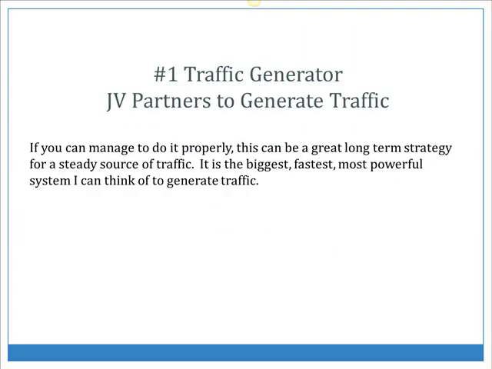All right, let's get into some traffic. Number one traffic generator: JV partners to generate traffic. When you saw the picture at the beginning, it showed a large amount of traffic, that rush hour traffic. This is probably one of the best ways to get that rush hour traffic coming in. If you can manage to do it properly, this can be a strong long-term strategy for a steady source of traffic. And it's the biggest, fastest, most powerful system that I can think of to generate traffic.